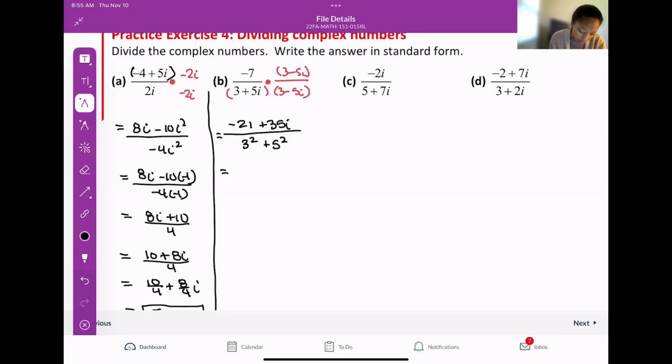All right, so this is negative 21 plus 35i over 9 plus 25, which is 34. Yeah, that's right. Okay, and then last part, we want to break this up. So we'll end up with negative 21 over 34 plus 35 over 34 i. And does that simplify? It does not simplify anymore, so we'll leave it this way.